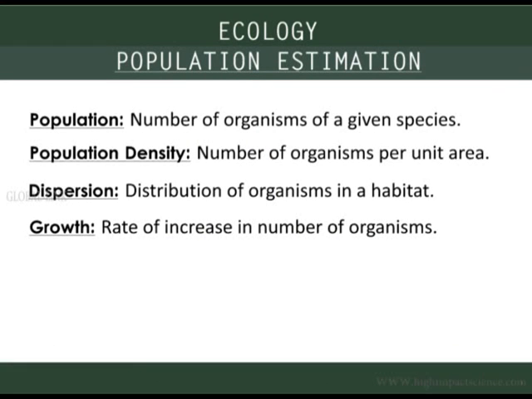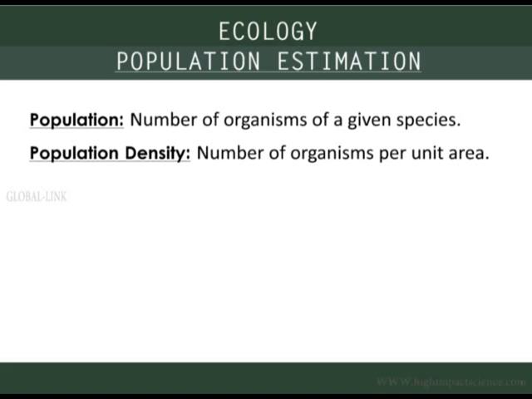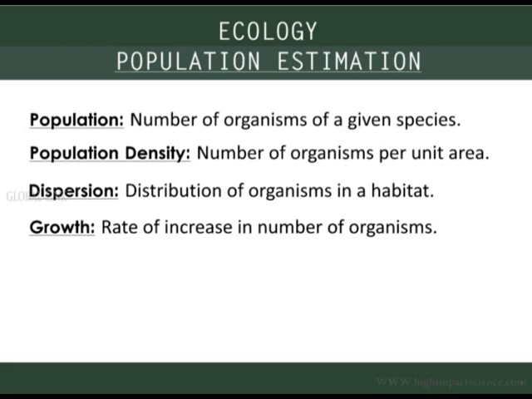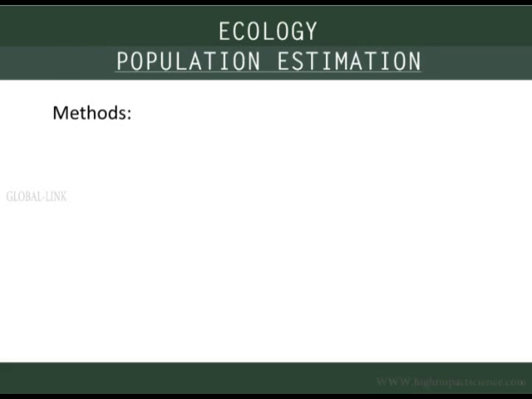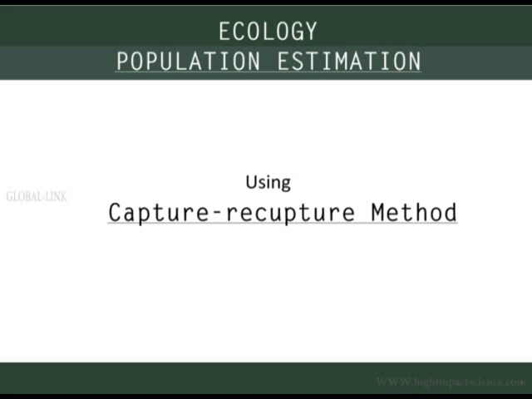Now population. We said that population is the number of organisms of a particular species in a given habitat. Population density refers to the number of organisms per unit area. Dispersion is the distribution of organisms in a given habitat. Growth is the rate of increase in number. Population can be estimated in several ways, including quadrat, line transect, and capture-recapture methods. In this video, we shall do the capture-recapture method.